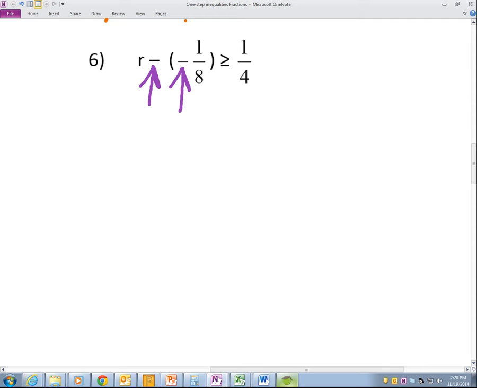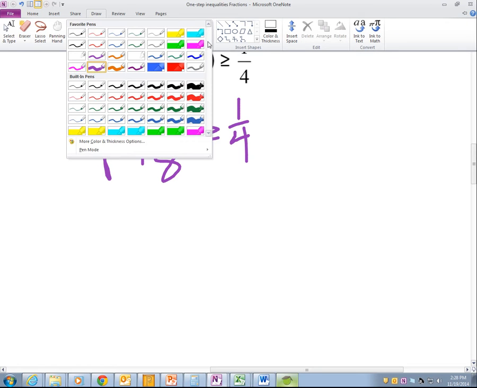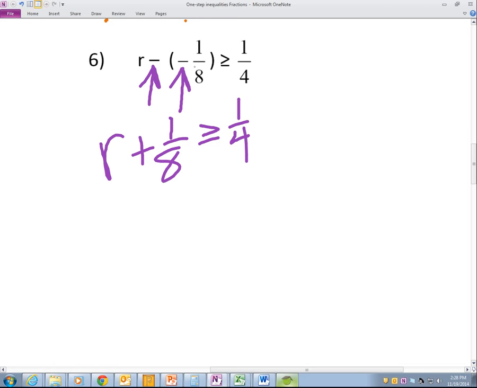So we have 2 negatives, so this just becomes r plus 1/8 is greater than or equal to 1/4. This is where one of my other classes had to stop, so for the kids that were quiet, I will shoot through this one real quick. You can always pause it on YouTube. To get that undone, we have to do minus 1/8. This gets rewritten as r is greater than or equal to 1/4 minus 1/8.